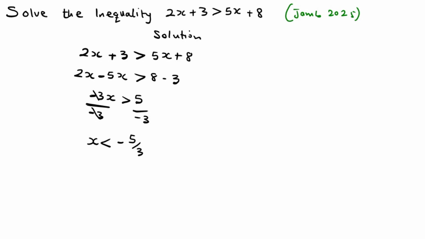Okay, so x is less than minus 5 divided by 3, which will give us one whole number, 2 over 3, rather. So that is the solution to this simple question.